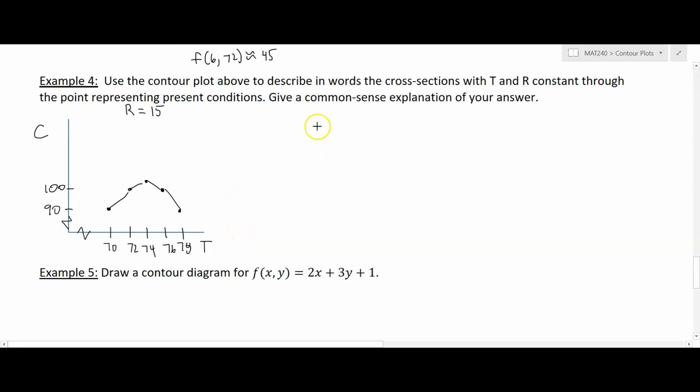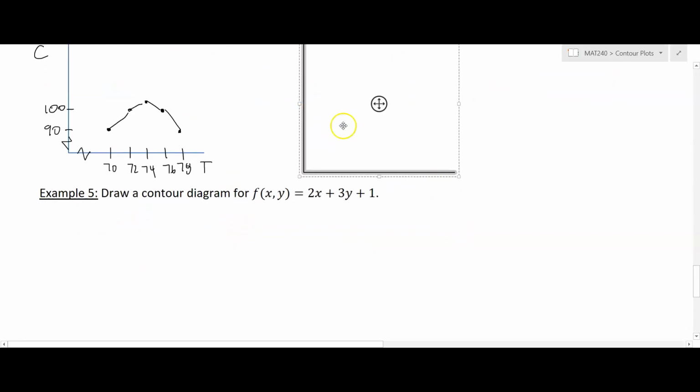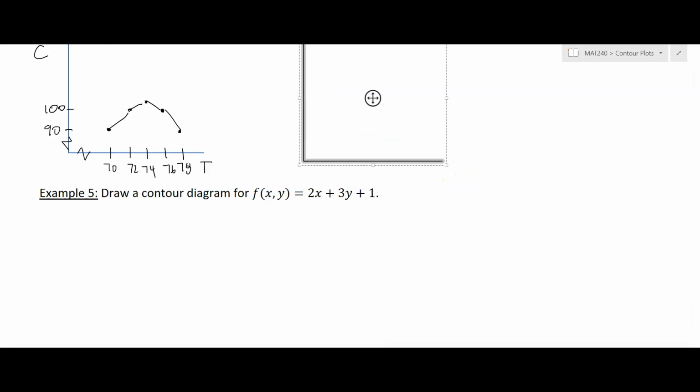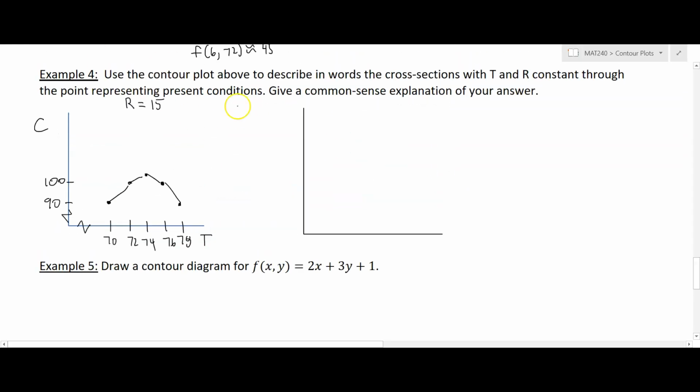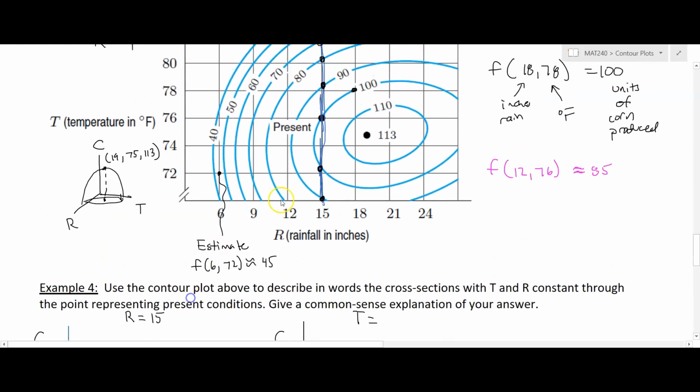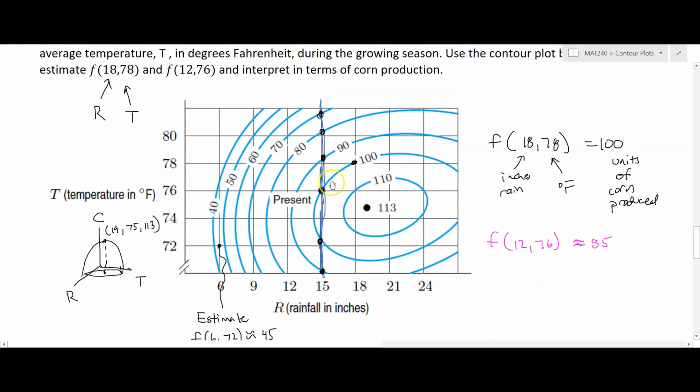We could do the exact same thing for corn production versus rainfall by holding the temperature constant. So now let's look at corn versus rainfall holding the temperature constant. What we're going to hold it constant at is the condition that corresponds to present. If I hold temperature constant, you can see that at present the temperature is 76 degrees. So I'm going to focus on every point that goes through the point present and has 76 degrees Fahrenheit.